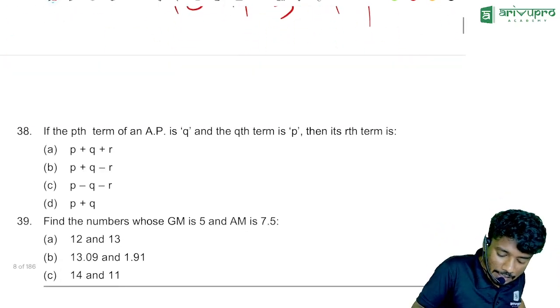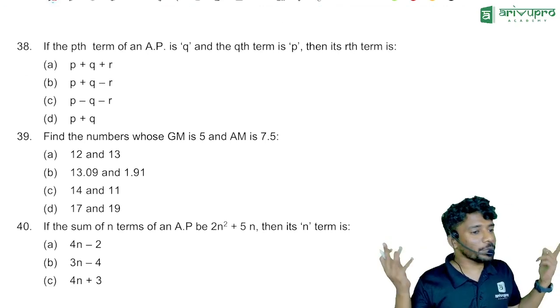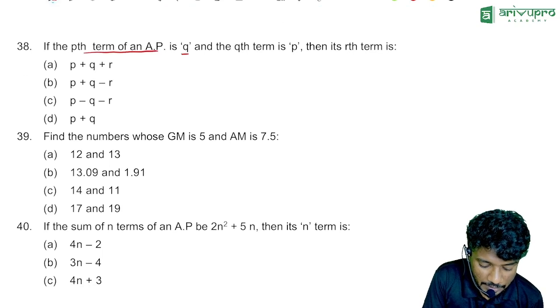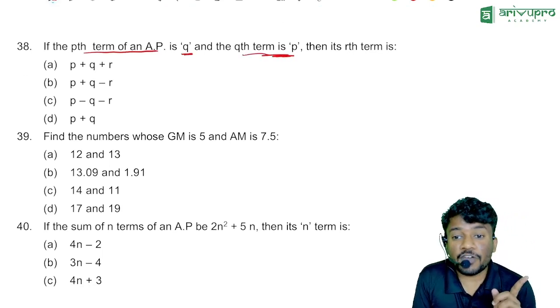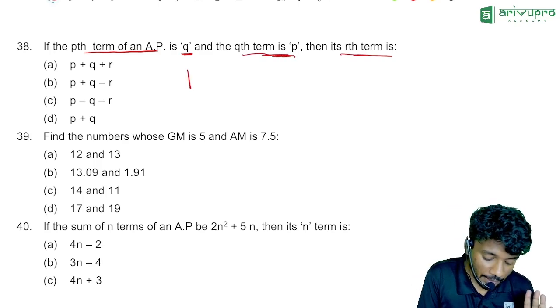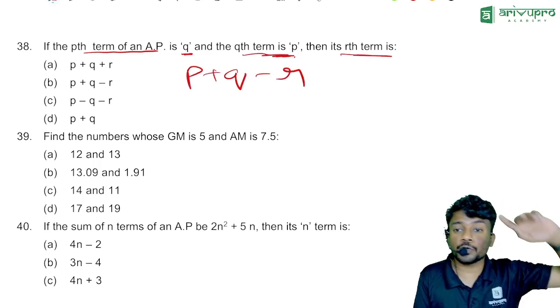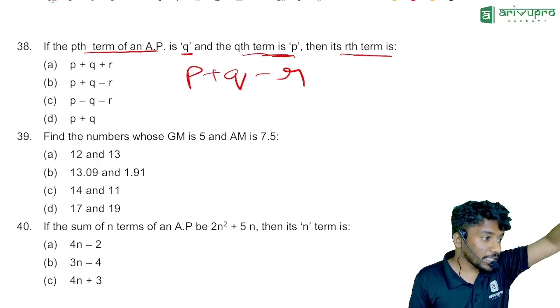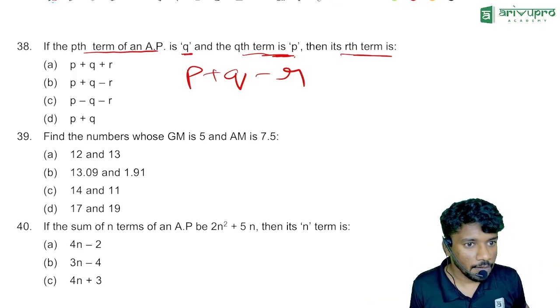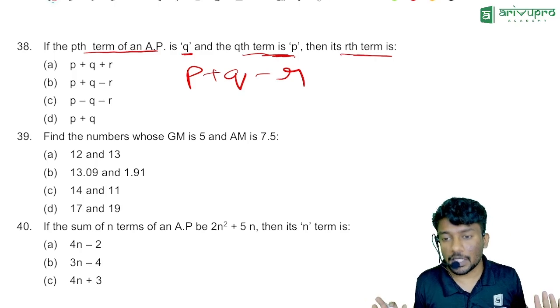Okay. Next question. Do you remember this property? If the pth term of an AP is Q and the qth term of an AP is P, then the rth term is what? P plus Q minus R. Do you remember? We solved the entire thing. Yes, but it is a property of AP. P plus Q minus R.